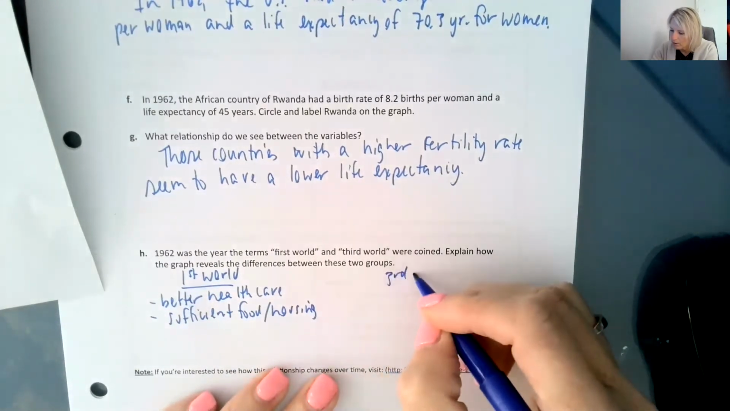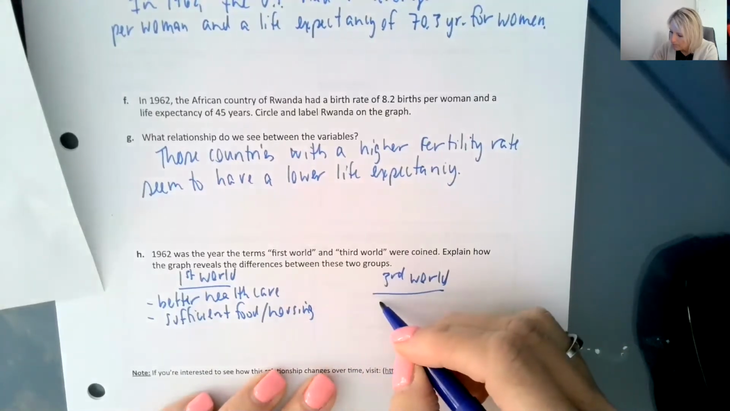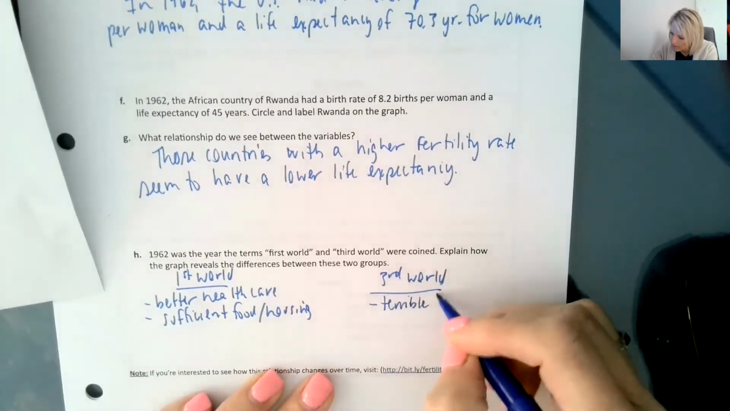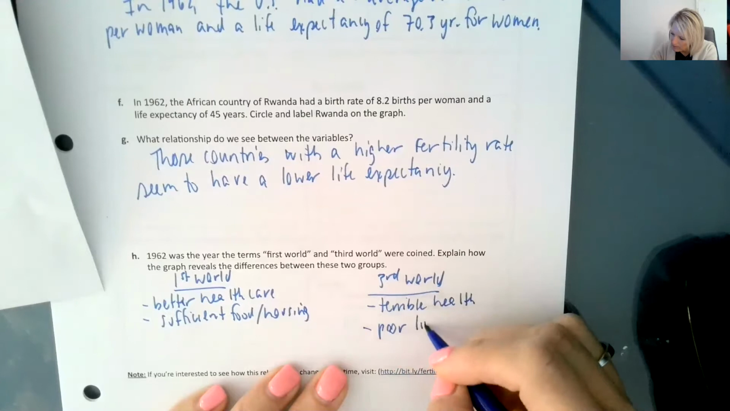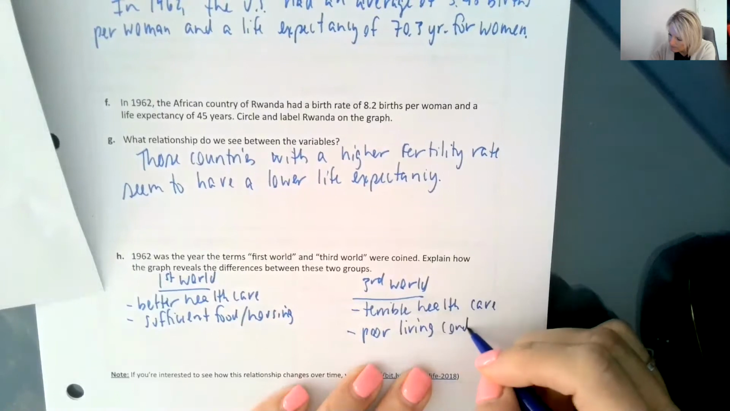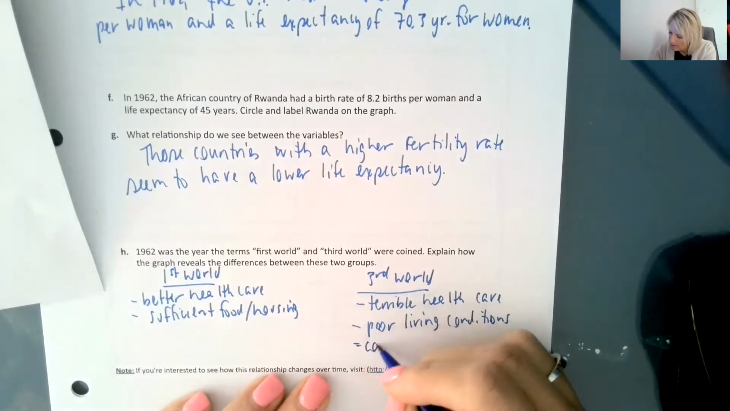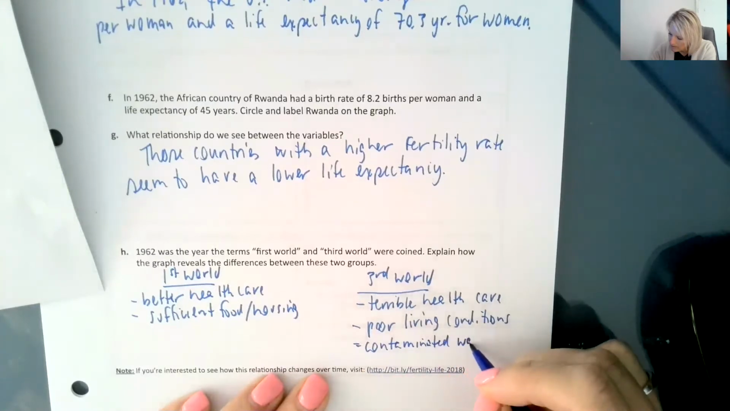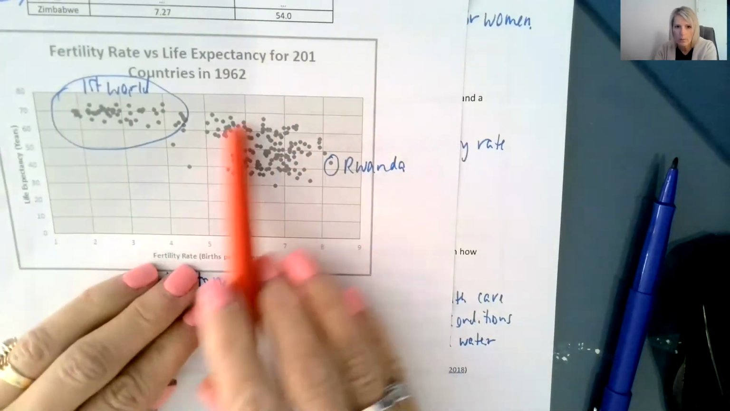So third world countries is all the opposite. Terrible health care, poor living conditions, contaminated water, and you can see that too in the graph. The third world countries would be these countries over here.